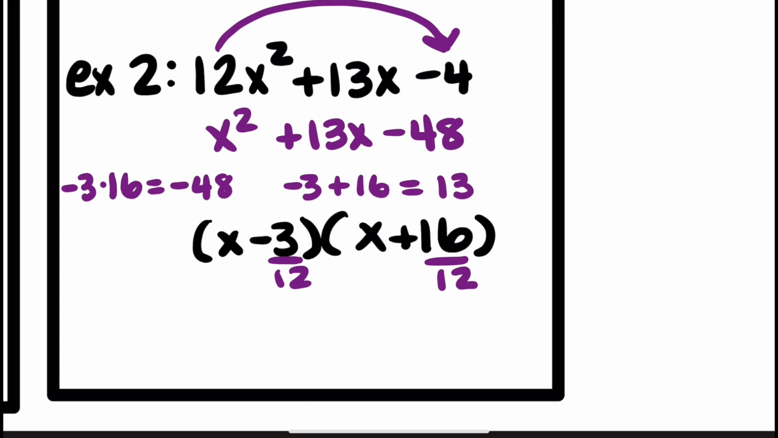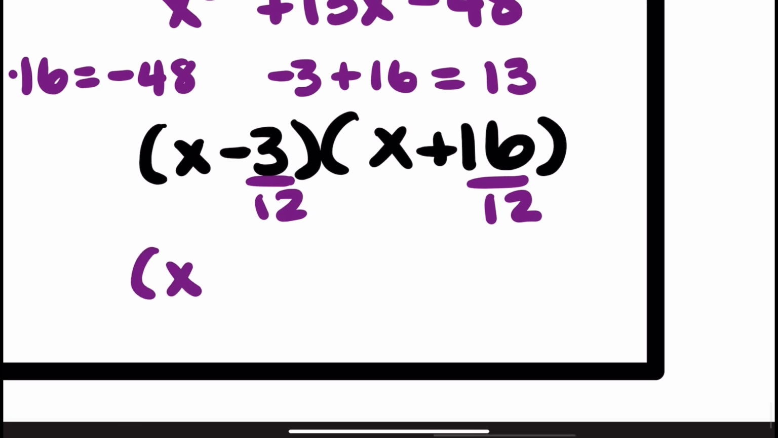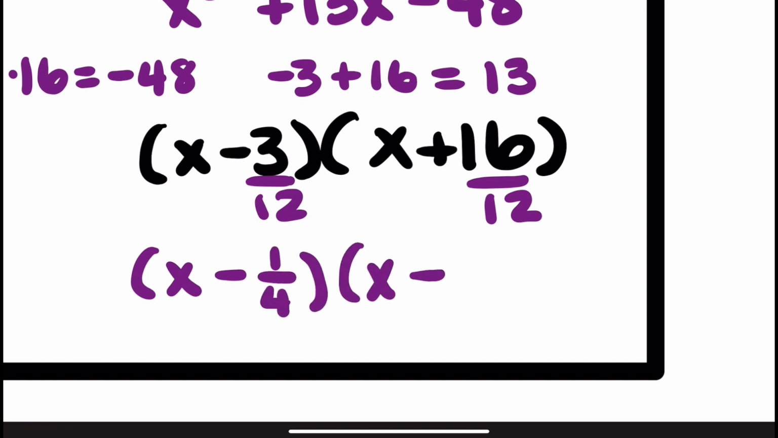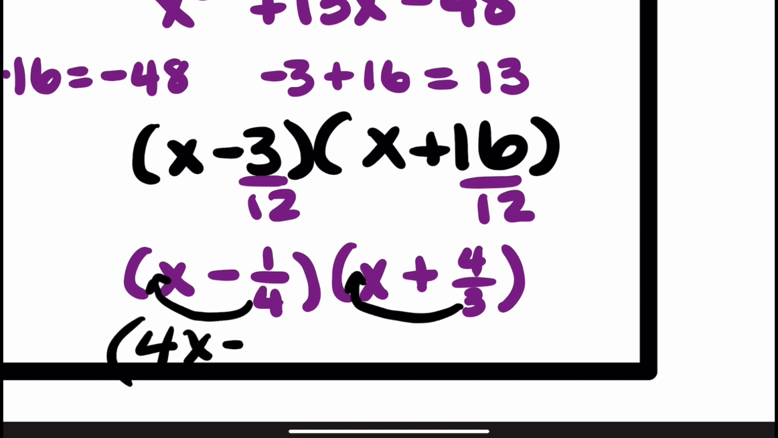So x minus 3 over 12, well, we can reduce 3 over 12 to 1/4. So we have x minus 1/4. And then x plus 16 over 12, well, 16 over 12 can reduce to 4 over 3. So we have x plus 4 over 3. And then lastly, we don't want to leave fractions here. So we're going to slip that denominator to the front of the factor. So we get 4x minus 1 and 3x plus 4 as our final answers. Done.